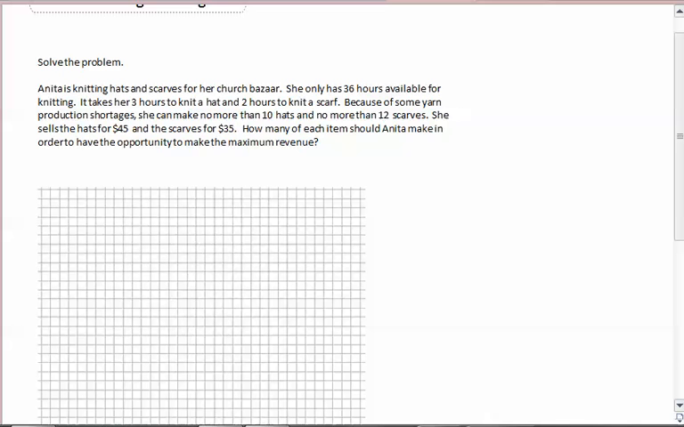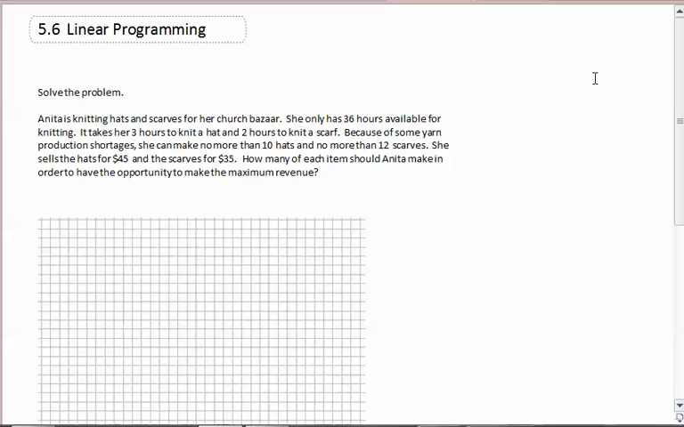Alright, we're going to take a look at linear programming. It says to solve the problem. So Anita is knitting hats and scarves for her church bazaar. She only has 36 hours available for knitting. It takes her 3 hours to knit a hat and 2 hours to knit a scarf.